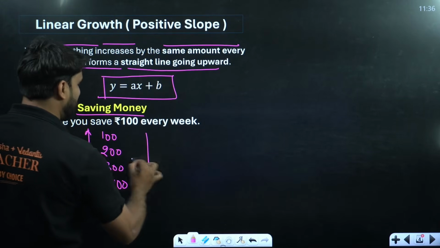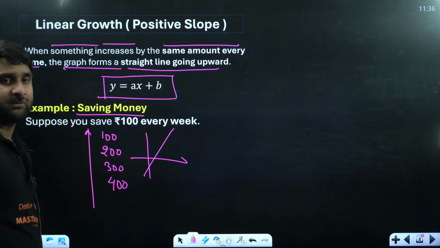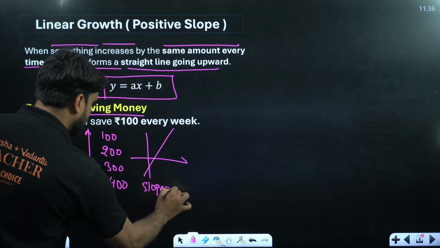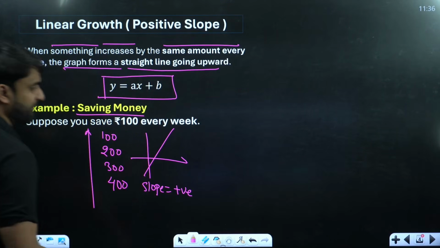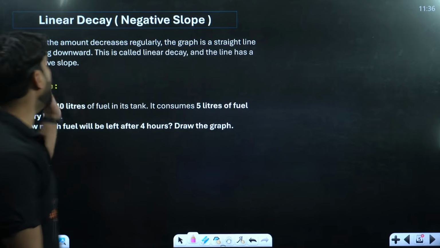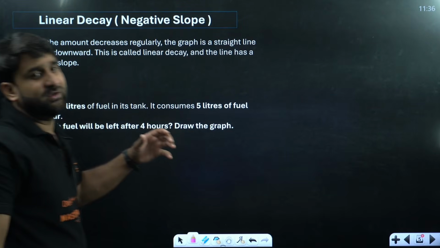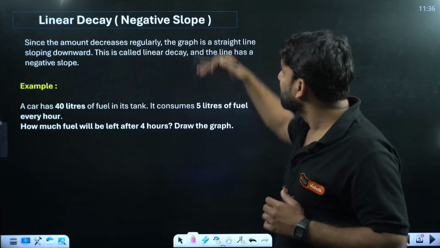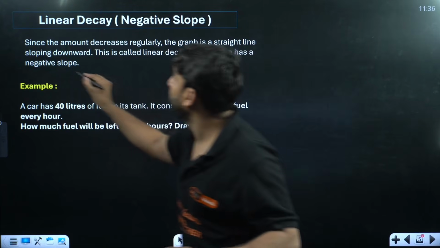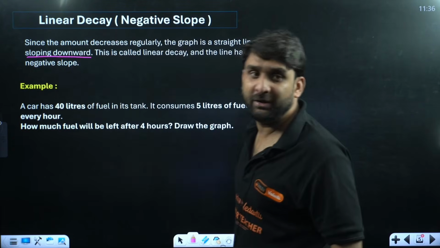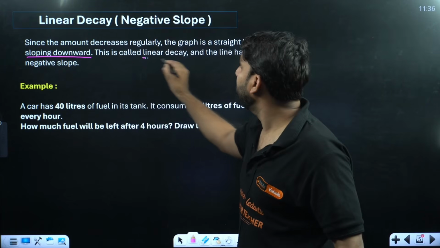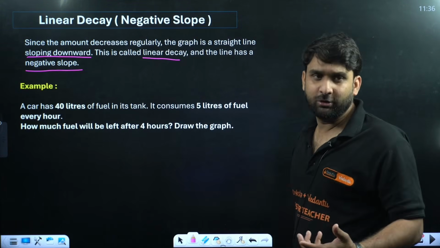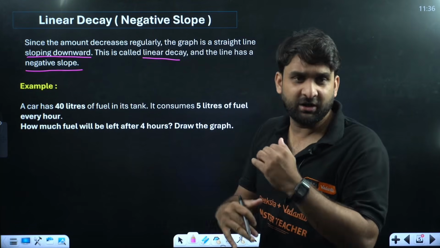So when you draw the graph of this situation, the graph will look like this. Right, so slope is positive. Slope will come as positive. So this is all about linear growth. Moving to next. Okay, now what is called linear decay? We have already discussed, taking an example. Since the amount decreases regularly, the graph is a straight line, but sloping downward. This is called linear decay, and the line has a negative slope. Of course, I have already told you the negative slope will be there because something is decreasing steadily.